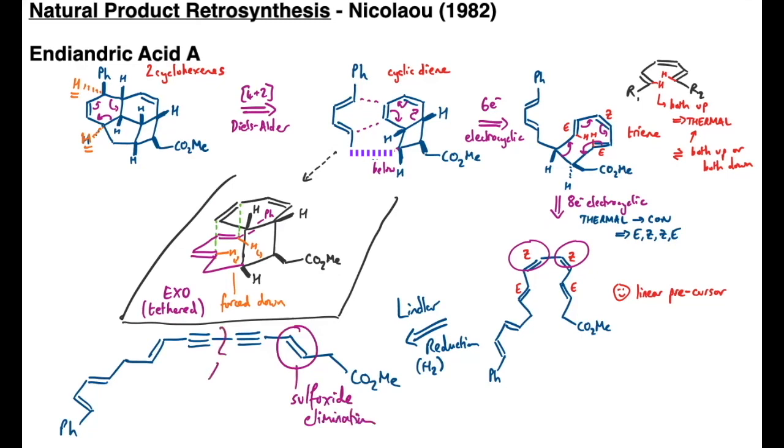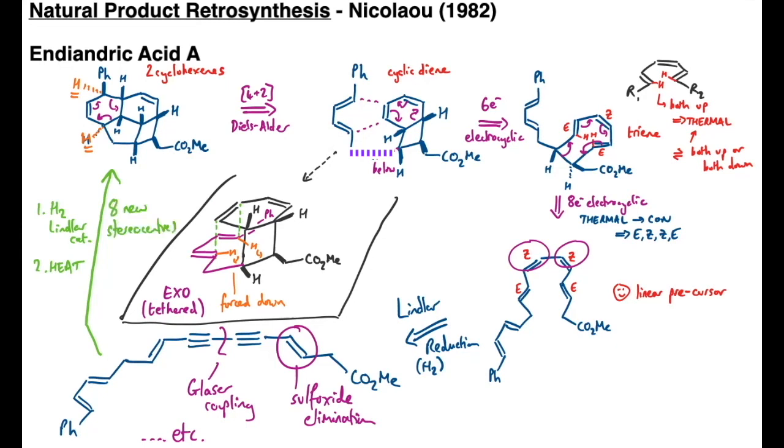You can form these diene systems using a Glaser coupling, but you might want to have a look at the Nicolaou synthesis itself for the details of this bit. I wanted to just focus on the pericyclic components of this. So actually, in summary, all we need to do here is to treat this intermediate with hydrogen gas and a Lindlar catalyst, and then just heat it. And we'll go straight to this cage product. Now that's forming 8 new stereocenters, and it's a pretty impressive feat in natural product synthesis.